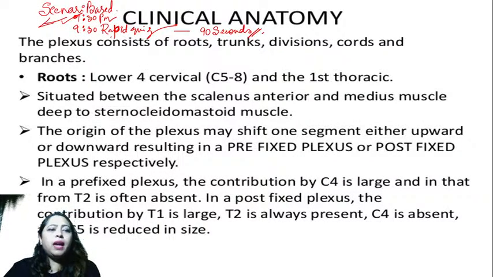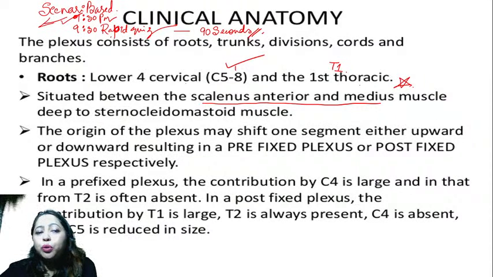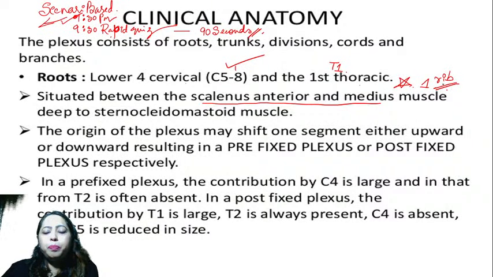Okay. We have the roots C5 to C8 forming the lower fourth cervical and the first thoracic, that is T1, then C8 to T1. It is situated between the scalenus anterior and medius muscle. This is one important thing that you might not have read before. I told you scalene muscles are attached to the first rib, and you should remember that. This plexus of nerves is present between these two muscles.